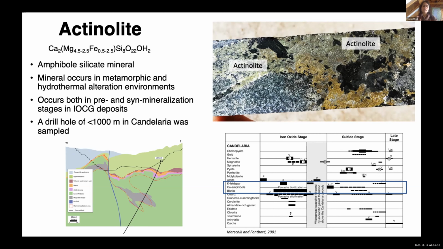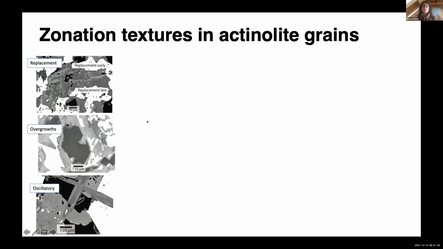So immediately we can see just macroscopically that there are 2 generations of actinolite. And the idea is to see if we can also see these generations just by looking at its chemical composition. So the first thing we did was look at the textures in actinolite grains, to see if we could see any zonation or any different textures that could represent more than 1 generation of actinolite. And it was pretty successful.